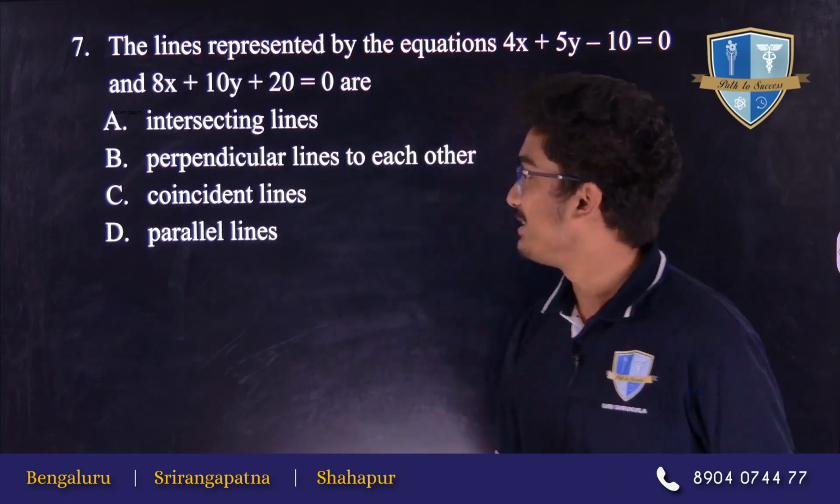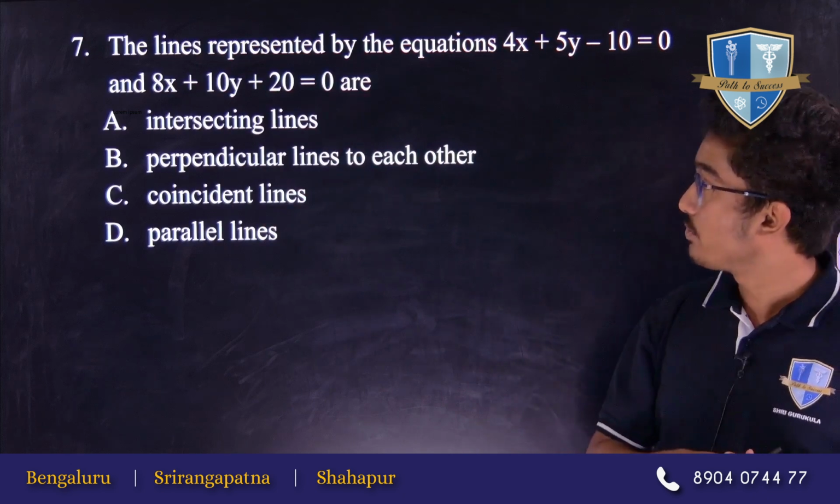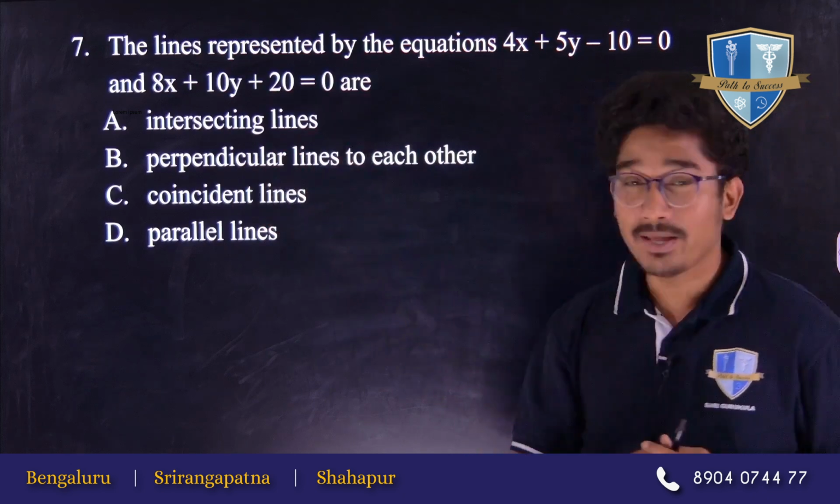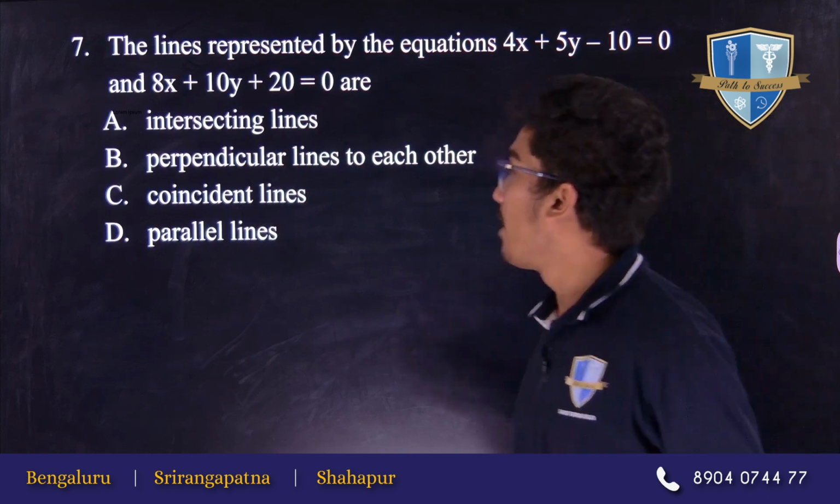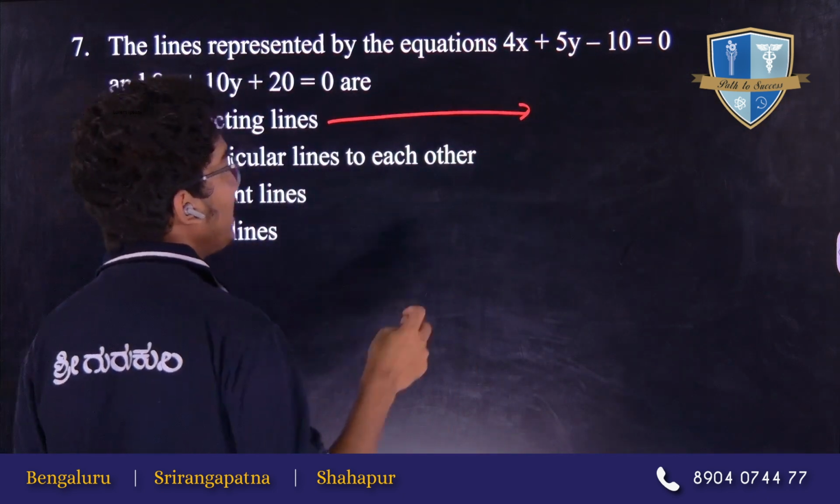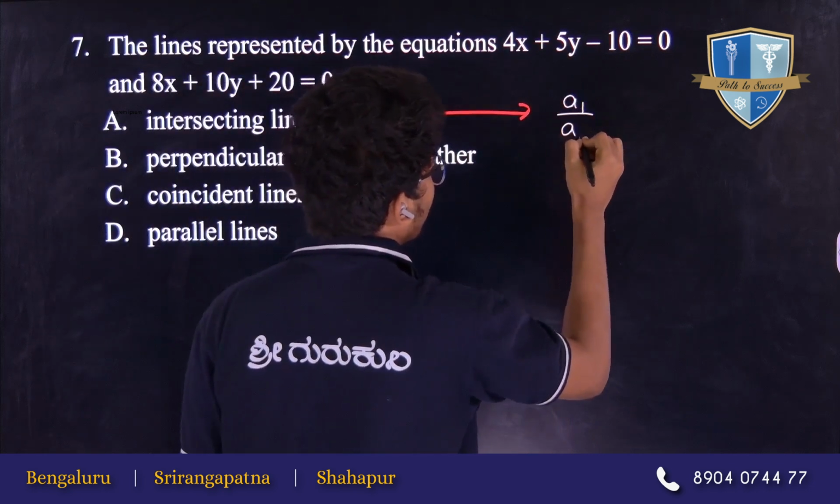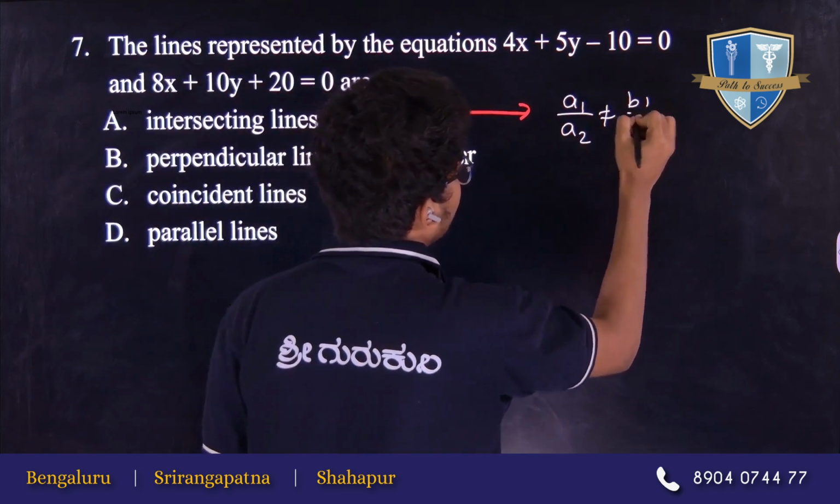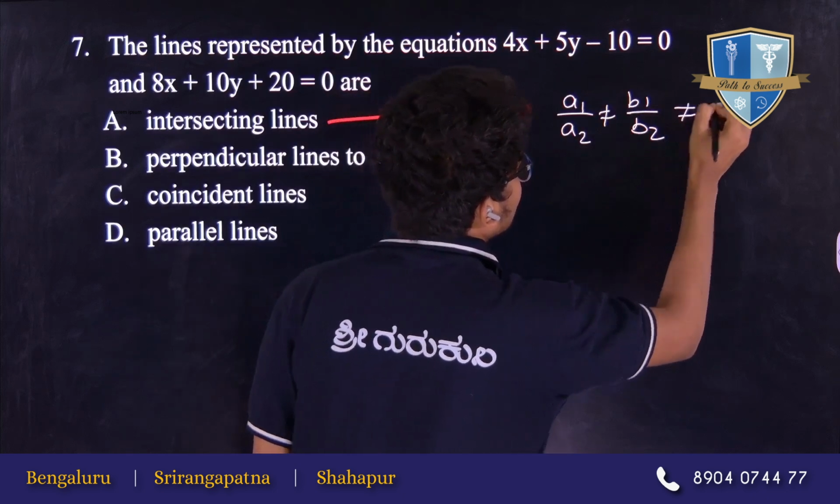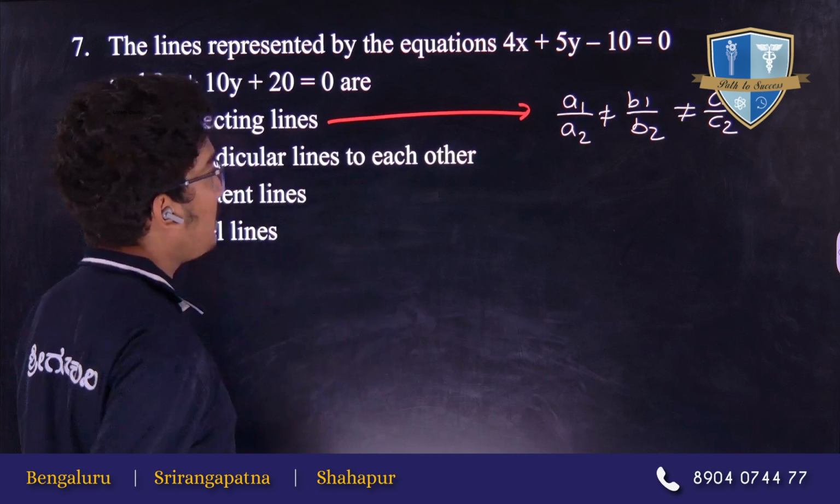So next question is: the lines represented by the equation 4x + 5y - 10 = 0 and 8x + 10y + 20 = 0 are. Our first option is intersecting lines. Two lines can be intersecting if the ratio of coefficients, that is a1/a2, is not equal to b1/b2, is not equal to c1/c2. Our second option is perpendicular lines to each other.